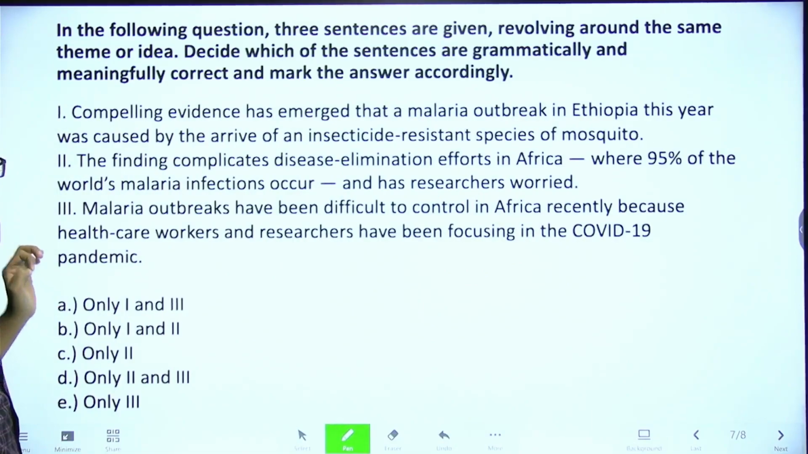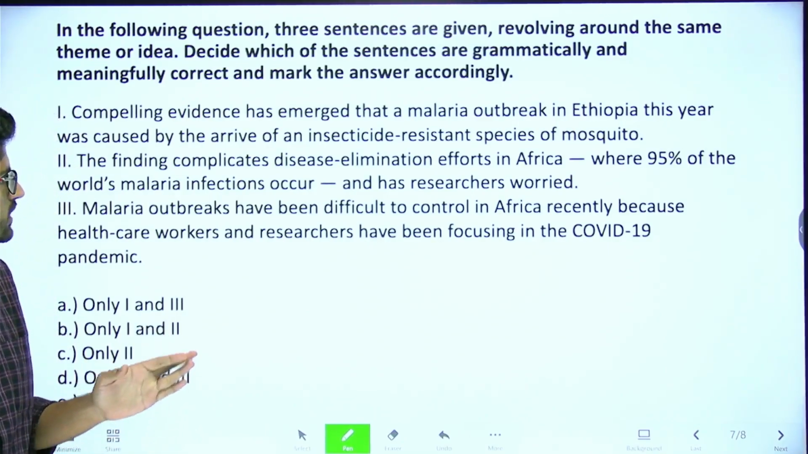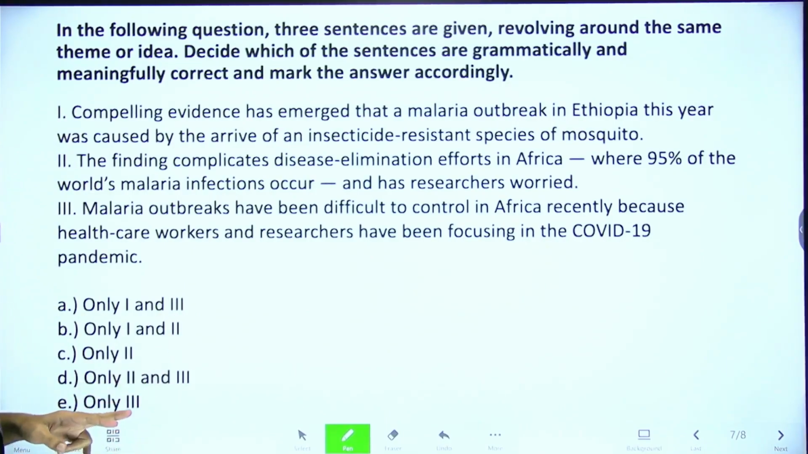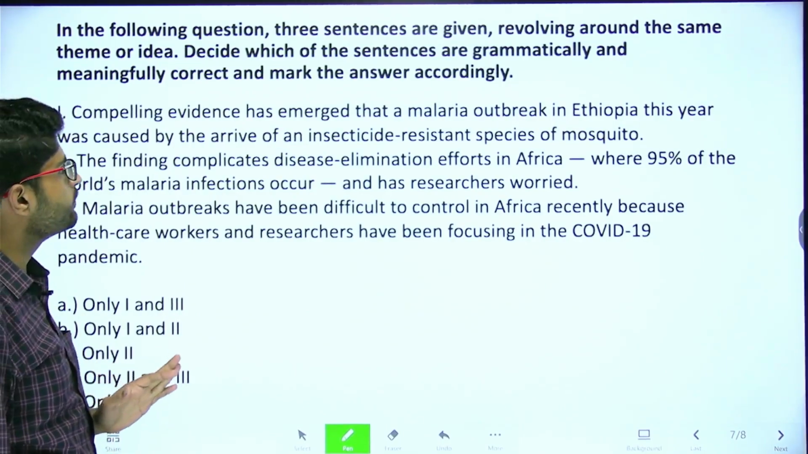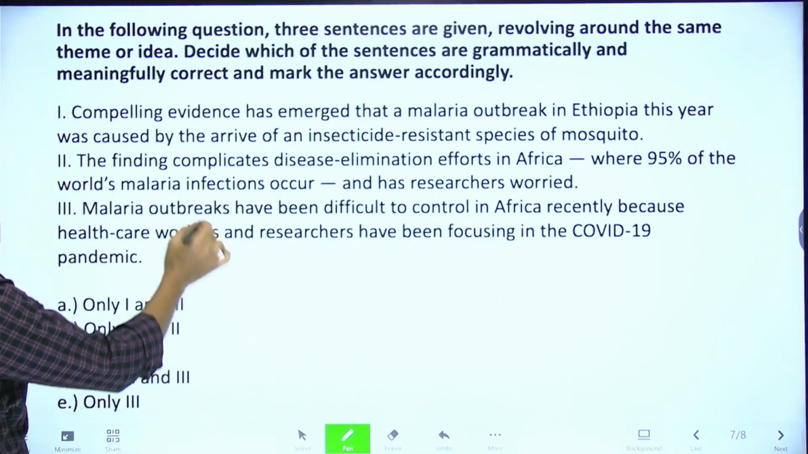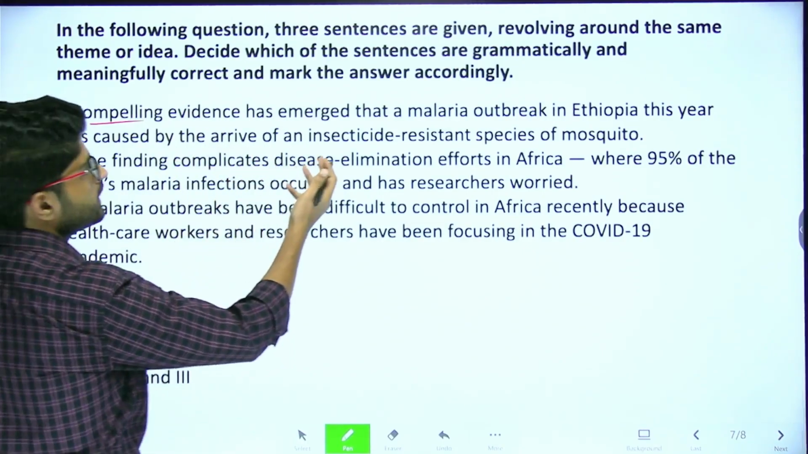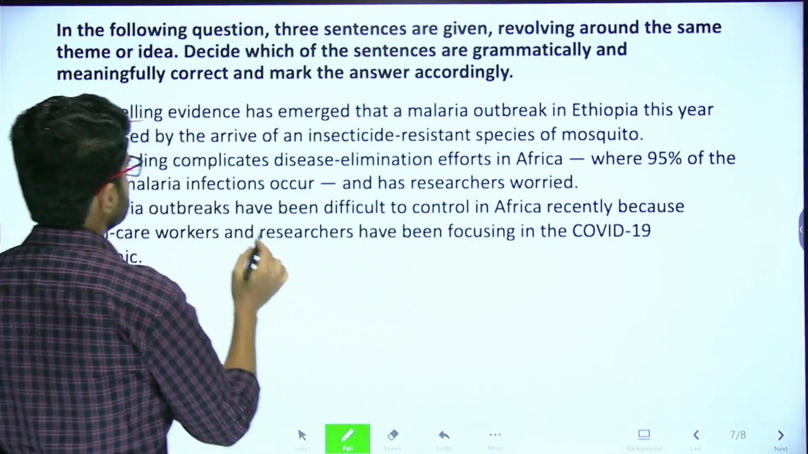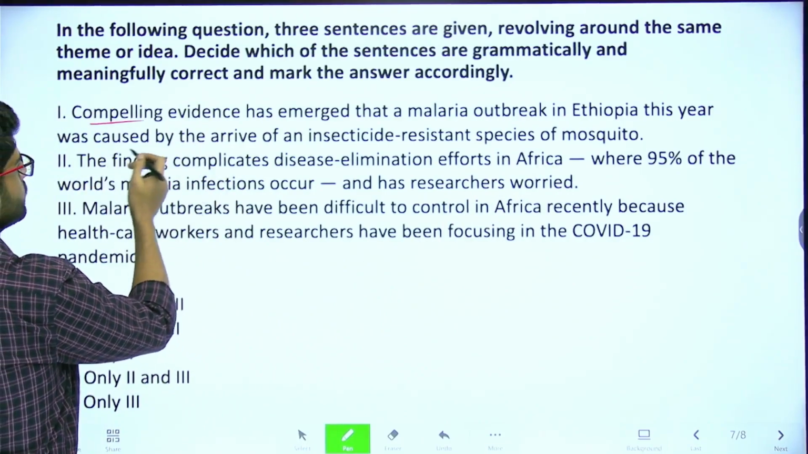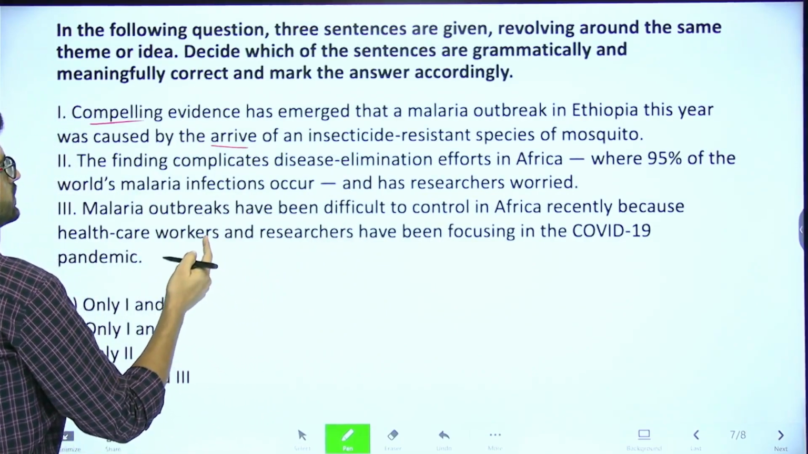According to the first sentence, compelling evidence has emerged that a malaria outbreak in Ethiopia this year was caused by the arrival of an insecticide-resistant species of mosquito. So compelling means a very strong and convincing evidence हमें मिला है, proof मिला है कि malaria outbreak in Ethiopia जो है वो किसकी वजह से हुई थी. It was caused by the arrive of an insecticide resistant species.